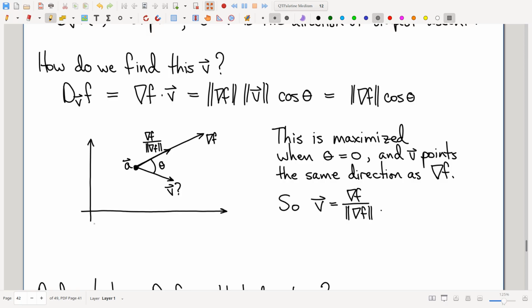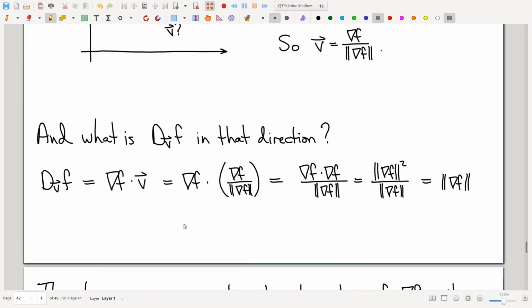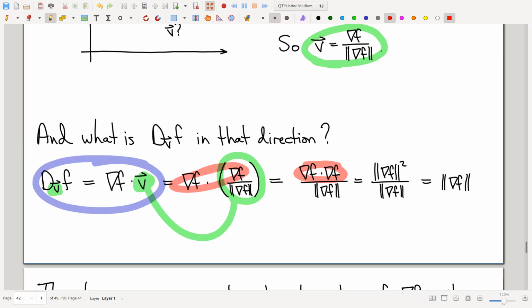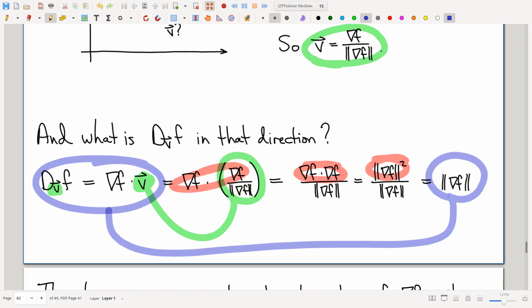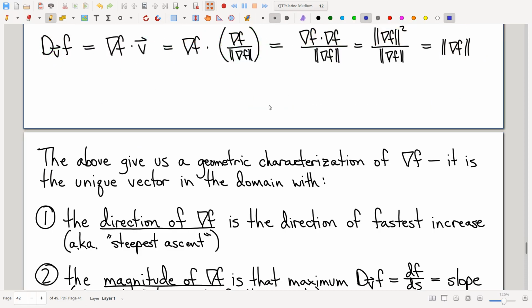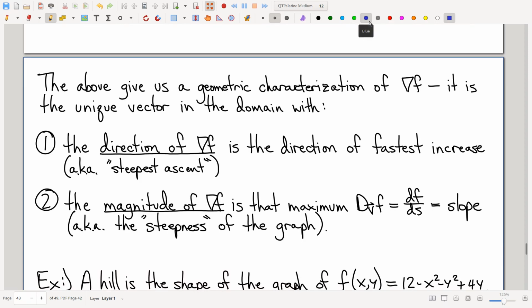Okay, let's ask the natural next question. So we've figured out the direction of fastest increase. Well, in that direction of fastest increase, how fast is it increasing? Pretty natural question, and again, nice easy answer. Directional derivatives are dot products with the gradient. Our vector v here, we just agreed, is that. And then the self dot product of the gradient, of course, is the magnitude squared. And therefore the directional derivative is just the magnitude of the gradient. Nice little easy calculation there. And so this gives a really nice summary. I like to call this a geometric characterization of the gradient vector.